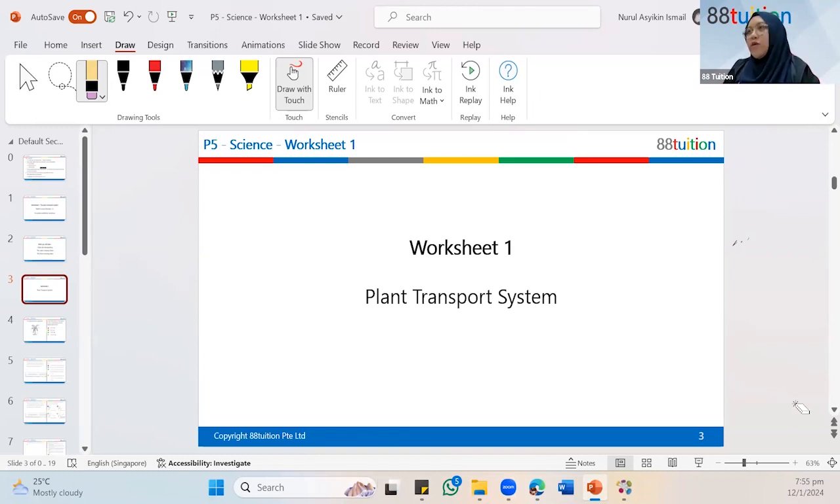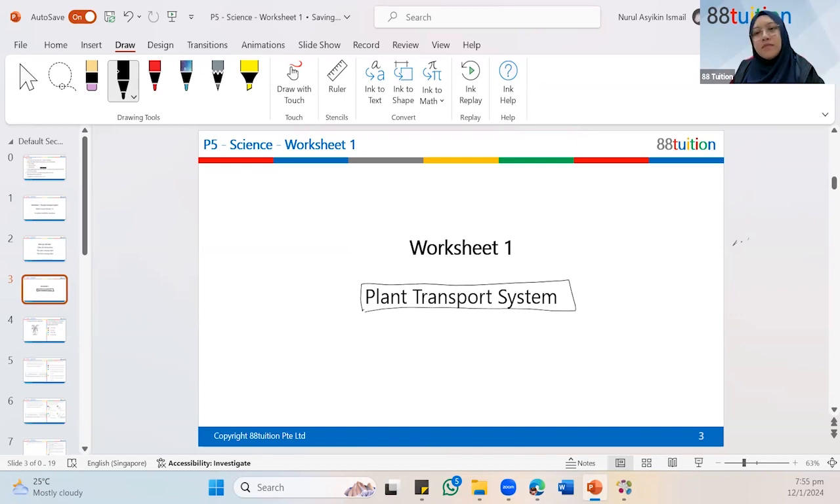So let's follow. You all hopefully have your papers there already. I want you to try and follow what I'm writing here on the screen. So we are starting on what chapter today? We are starting on plant transport systems. I want you to write the words plant transport system on your paper. Box it up, and then we're going to start annotating from there.